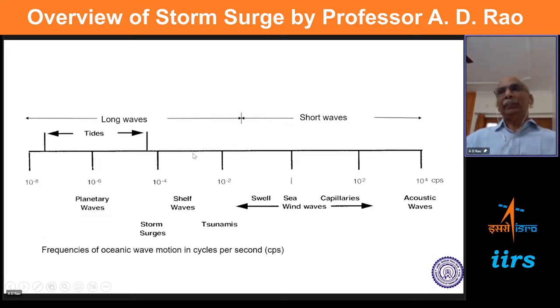Short waves means the wavelength is small compared to the wave height. That's the fundamental difference. Long waves means the wavelength is very, very large compared to the wave height. So you can always consider wind waves to be short waves, and the rest of the waves come under long waves. For example, storm surges, tsunamis, tides, and other planetary waves come under this. Therefore, we are discussing mainly long waves, not short waves.